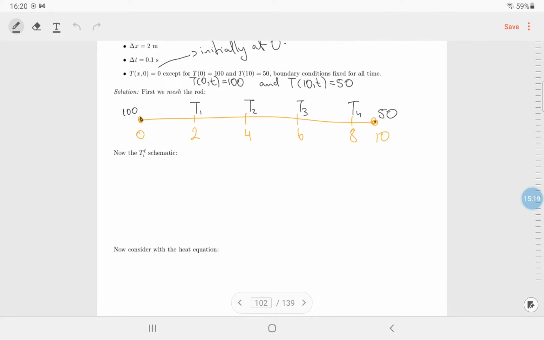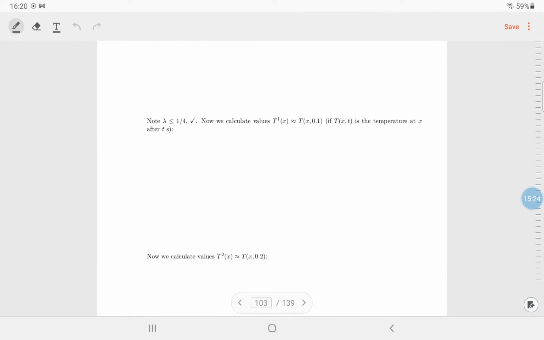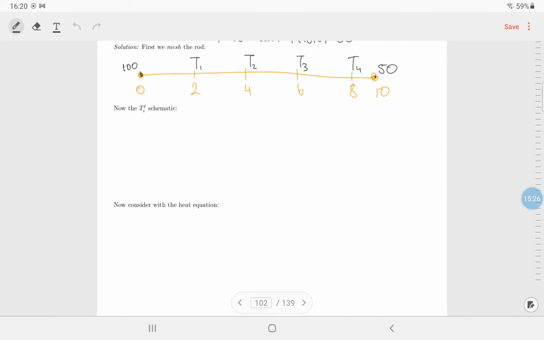Okay, so let's draw our schematic. Because it's bookwork, normally in a normal year you'd be asked to do all this yourself. So this is T i, j, same distance, next time. Down here, same time, previous distance. Same time, next distance.